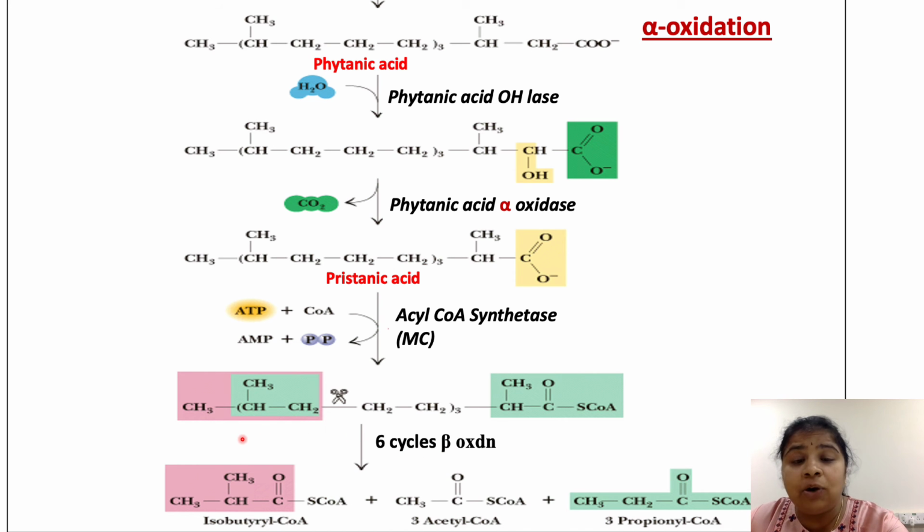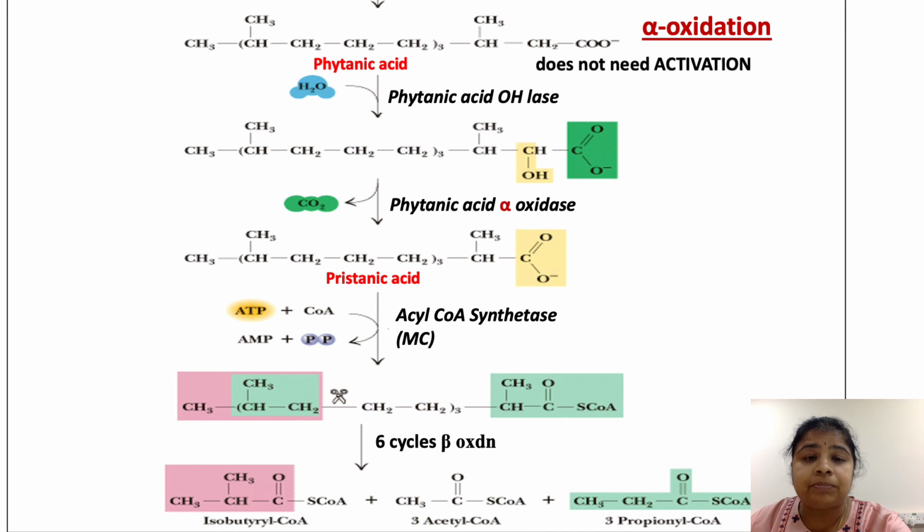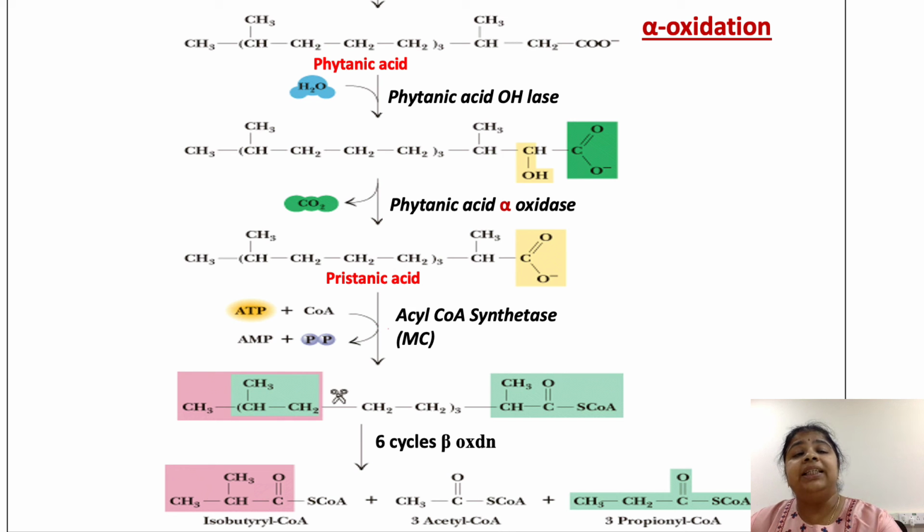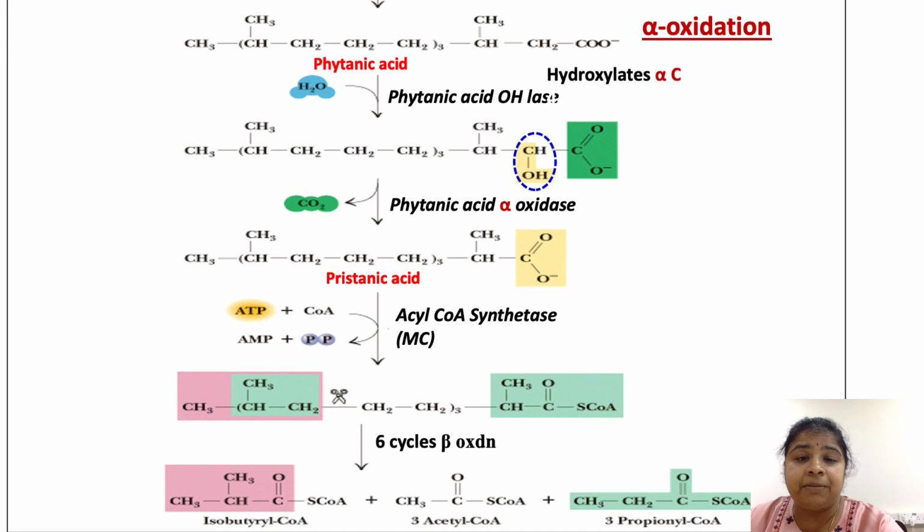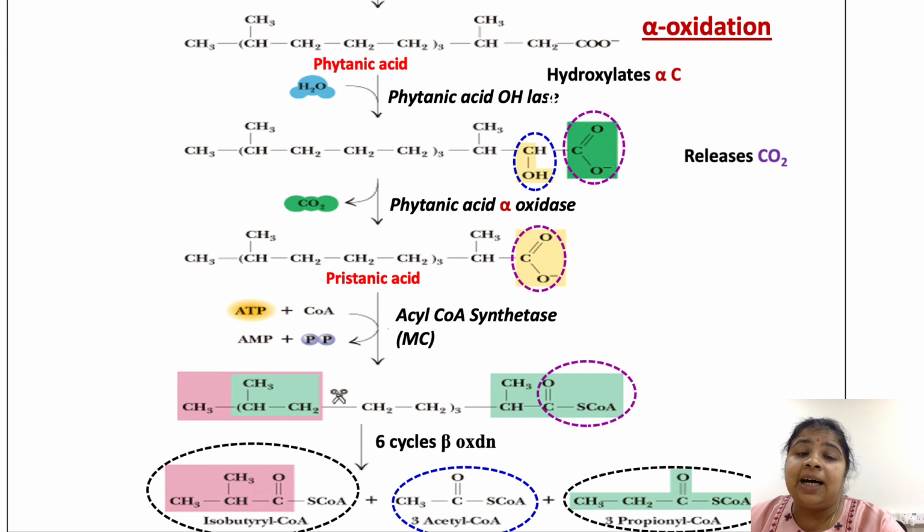and isobutyryl-CoA. Propionyl-CoA, we have seen how it is getting metabolized. So this does not require oxidation. Another difference when compared with beta oxidation. So there we required activation to form acyl-CoA, whereas here directly it can be used without oxidation. And carbon dioxide is released.